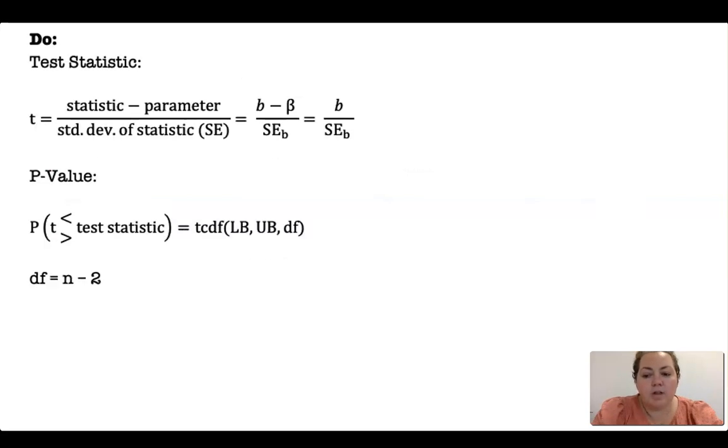All right, so our test statistic is a t. So t is equal to our statistic minus our parameter divided by the standard deviation of our statistic or the standard error. So our statistic is b, the sample slope, minus beta, which is usually 0, over the standard error of our slope. So it's just b divided by the standard error of our slope. Our p-value is the probability of getting our test statistic, something less than or greater than our test statistic. tcdf if you already know the t-value. Otherwise, your calculator will do it when you do the entire test. And degrees of freedom here is n minus 2 because I'm working with 2 quantitative variables.